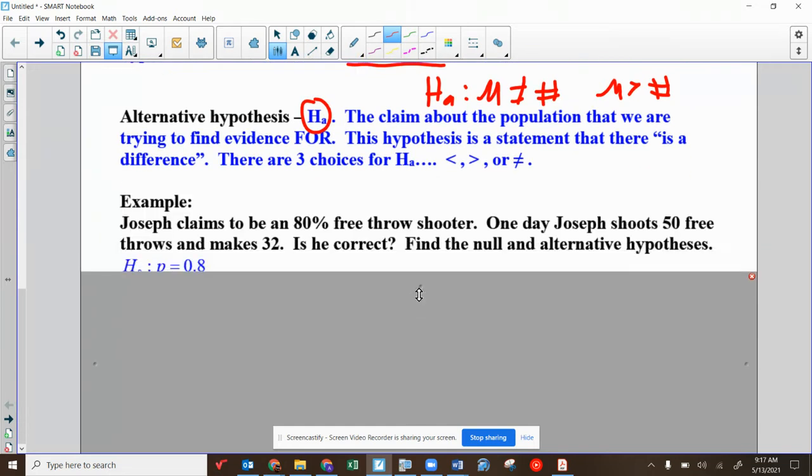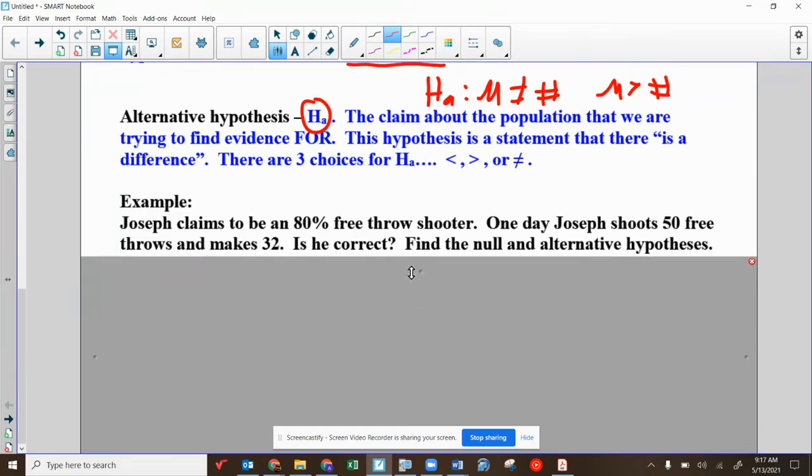Let me show you what I mean here. Joe claims to be an 80% free throw shooter. One day, Joseph shoots 50 free throws and he makes 32. Is he correct? No. 32 out of 50 is not 80%. So you can say, based on this one time that he shot a group of free throws, he is not an 80% free throw shooter. But maybe he had a bad day. That's 64%, by the way. Maybe he had a bad day. Maybe he's actually not an 80% free throw shooter. That's what we're trying to establish.